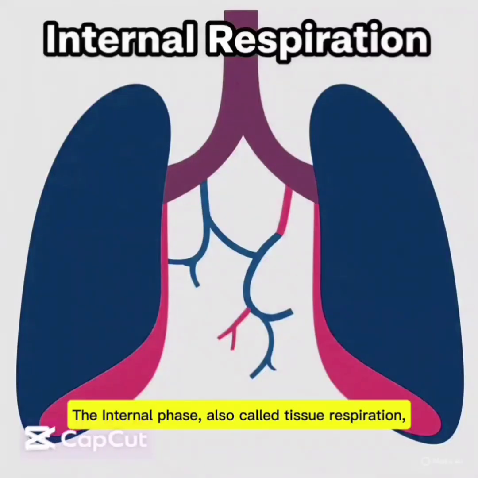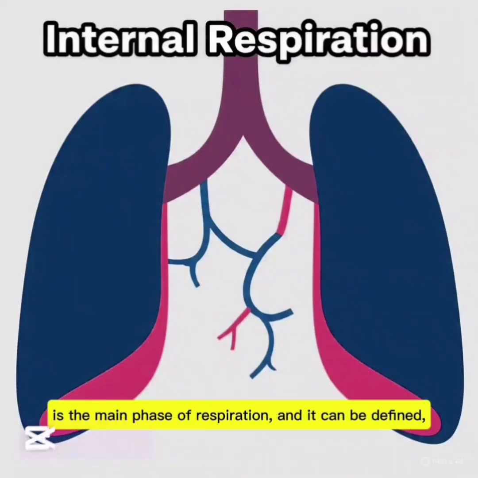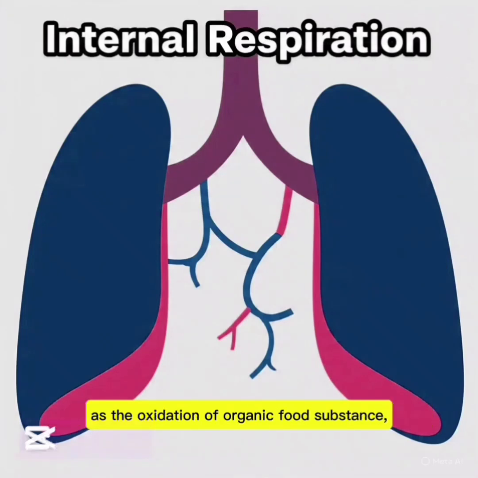The internal phase, also called tissue respiration, is the main phase of respiration, and it can be defined as the oxidation of organic food substances within the cell, leading to the release of energy, carbon dioxide, and water. For clarity, tissue respiration takes place when the oxygen taken in is used up by the individual body cells for the breaking down of food substances.